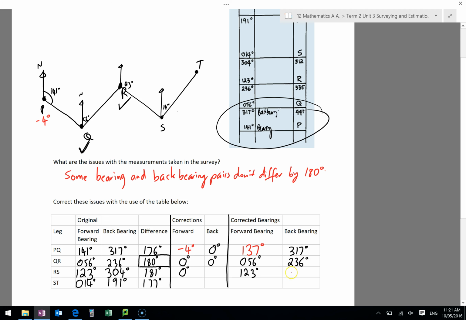I'll do a similar thing down here with my point S, because I know there's some error at point S. I've got a forward bearing, and need to calculate the back bearing. I'll add 180 to it because the angle's less than 180. I'll get 303 degrees. So I've had to correct 304 to 303. I've had to subtract 1 degree.